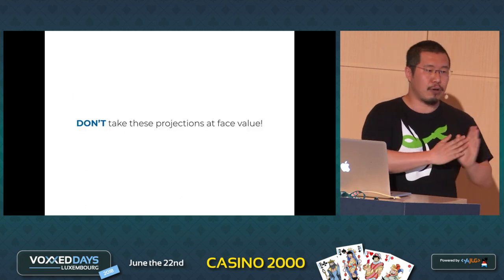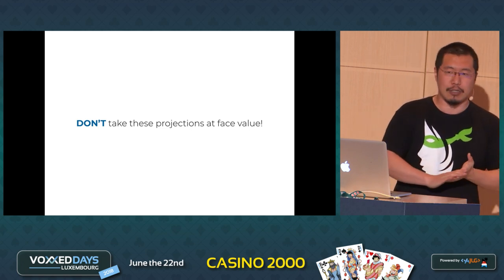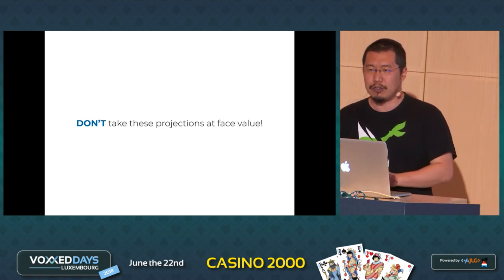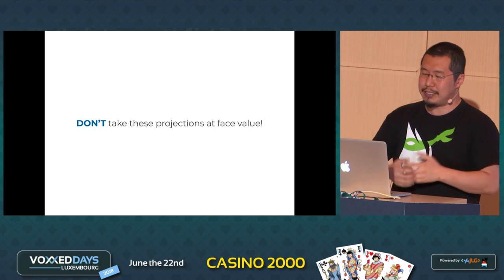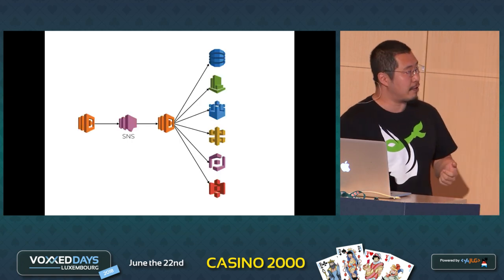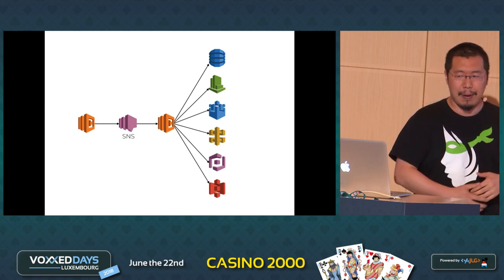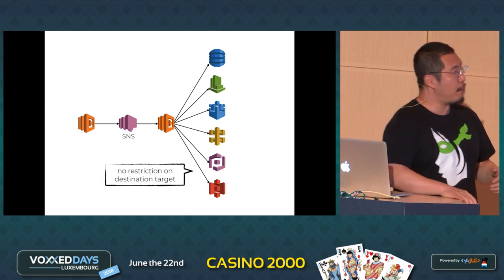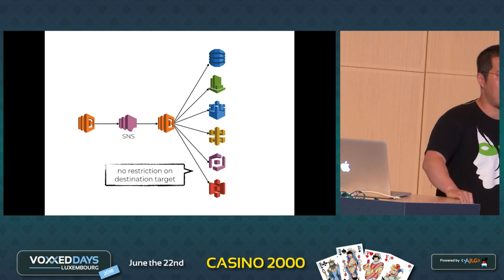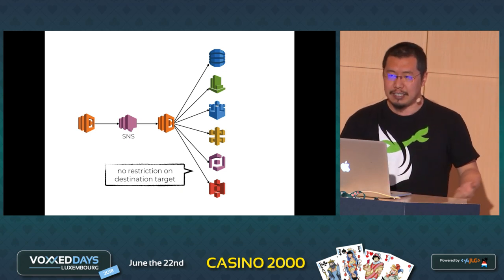Of course, you shouldn't take those price projections at face value because a lot of things can affect them, in terms of the size of the payload, et cetera. And of course, you don't have to stop there. You can stack one on top of another, whereby you can have a Lambda function forward messages onto other destinations that are maybe not supported by SNS natively.